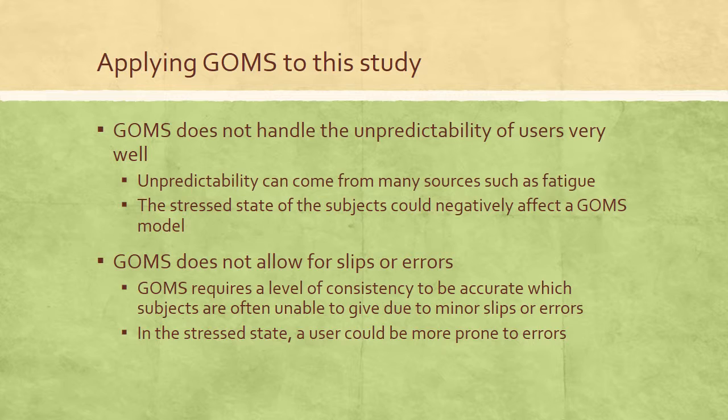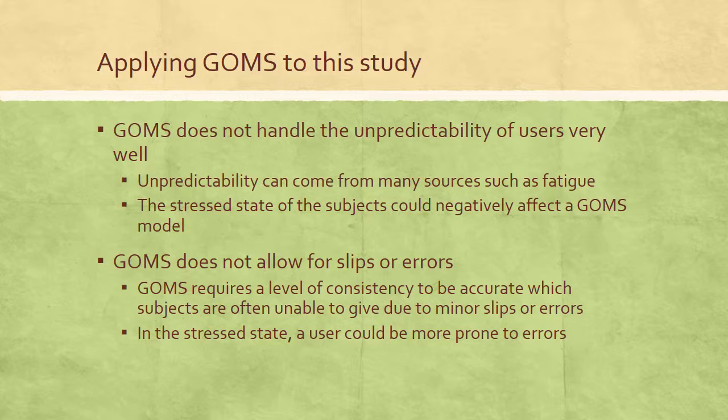The only problem with this is that GOMS actually does not handle unpredictability of users very well, and unpredictability can come from many sources, such as fatigue, and fatigue can in this case be caused by being in a stressed environment, which is the core of this experiment. And so being in that stressed state could cause fatigue, which could then cause the unpredictability, which GOMS does not handle well. GOMS also requires a pretty rigid expert level of user who knows what to do, when to do it, and does not allow for slips or errors very well.